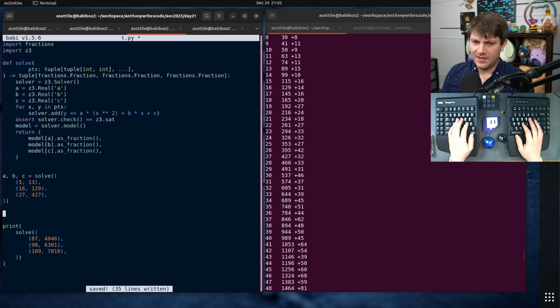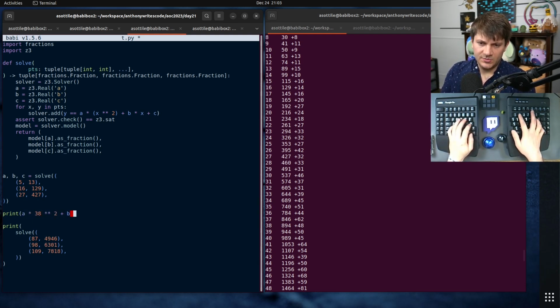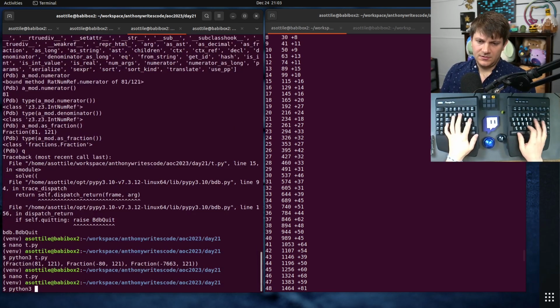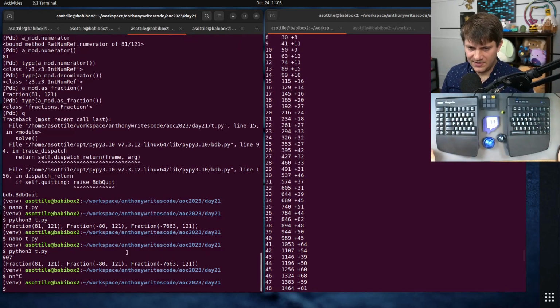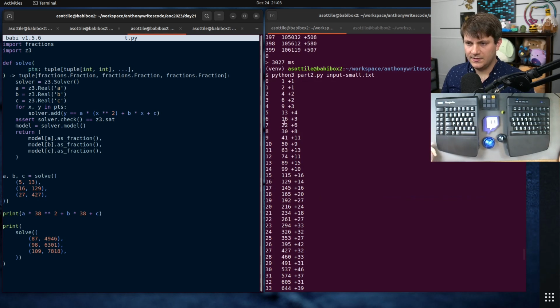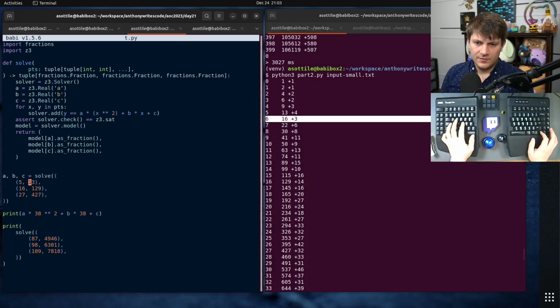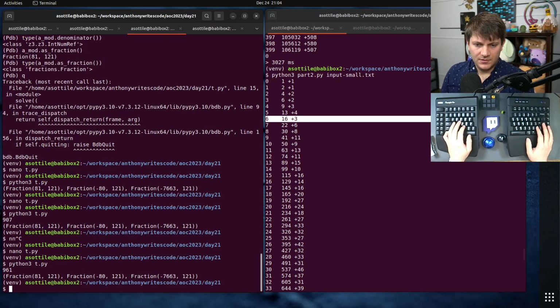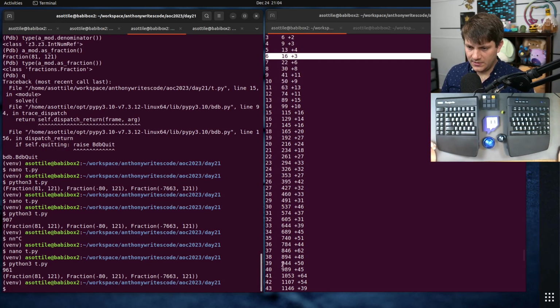And then let's plug in 38 for x. So a times 38 squared plus b times 38 plus c. Get 907 for 38. That's not correct. Okay, let's try 6 then. Get 6 and 16. We get 17 and 145. And we get 28 and 460. Let's try and plug in 39. We get 961. 39. Also not right.